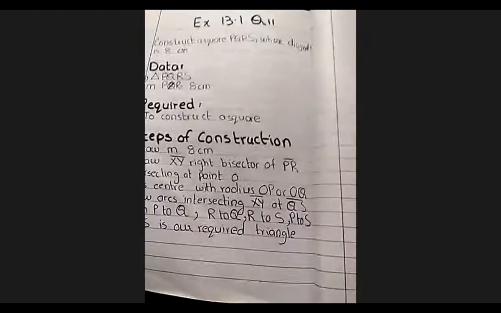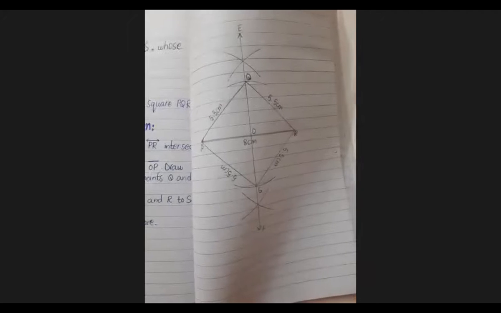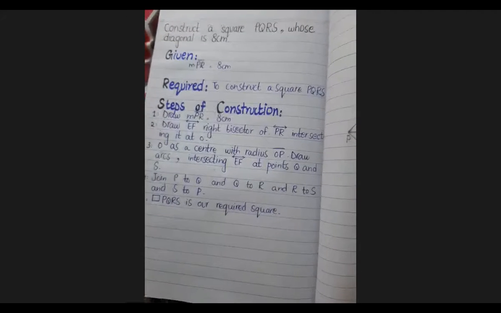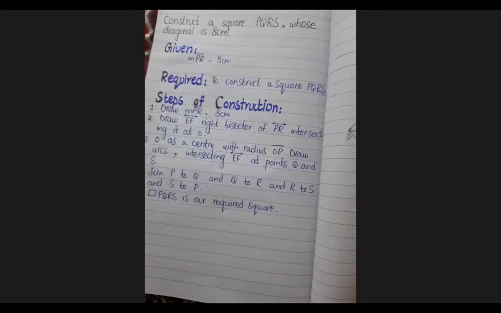Hania, बेटे, quickly show me your copy. Shabash. Hania's copy is on the screen. P, Q, R, S. Here we get E, F. Very good. Everything is perfectly done. Show me the steps of construction, Hania. Very good, Hania. Everything is correct.